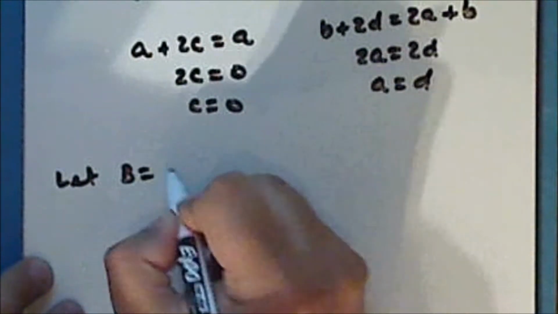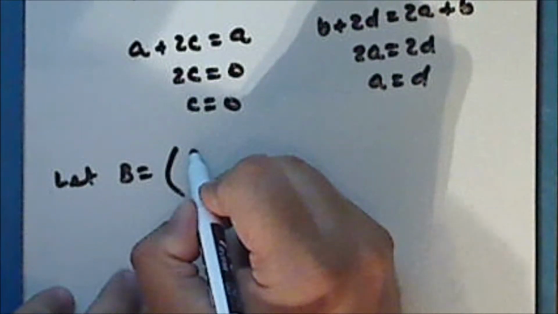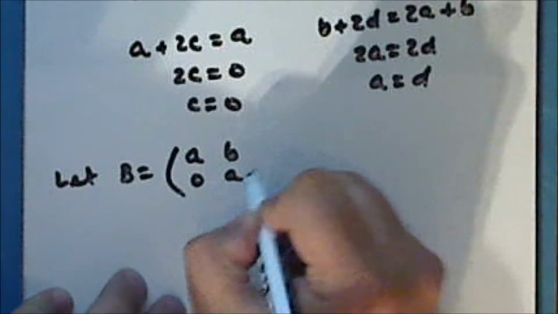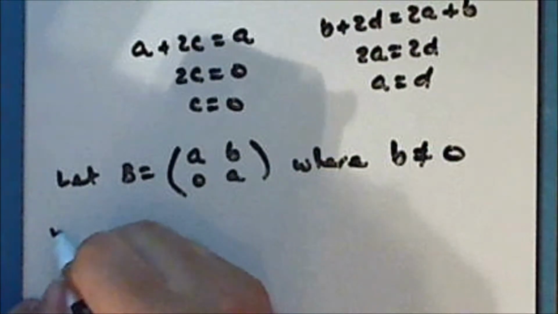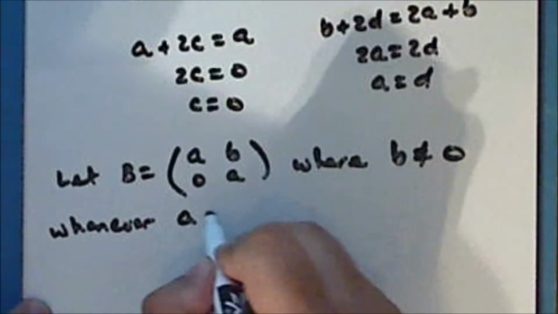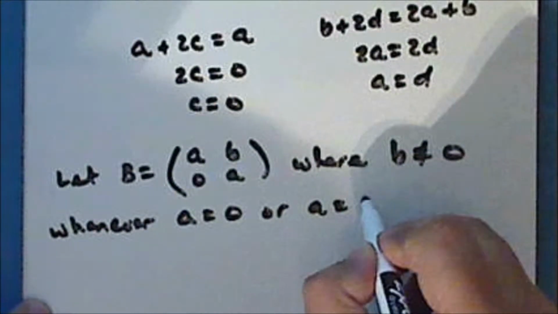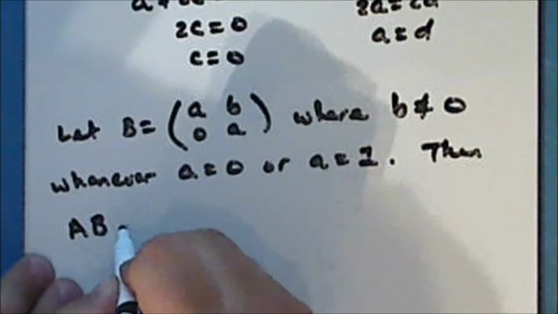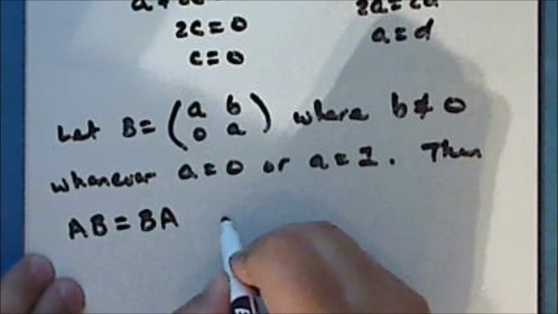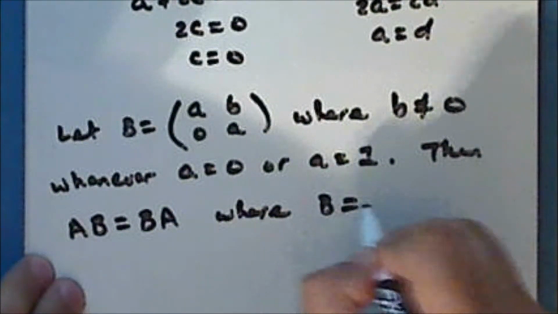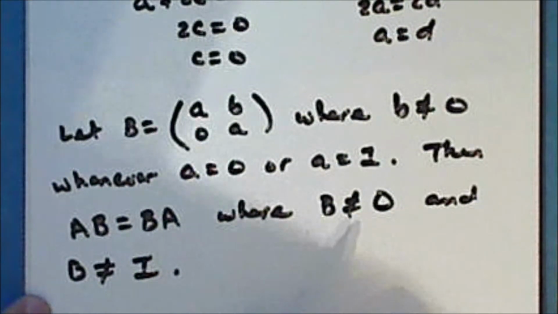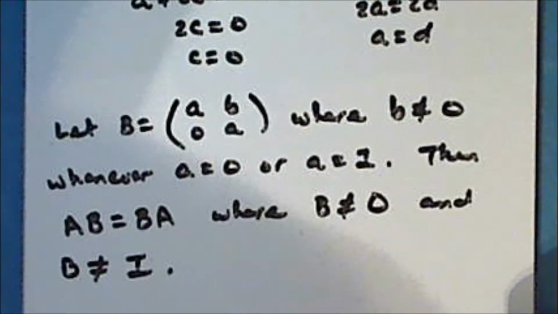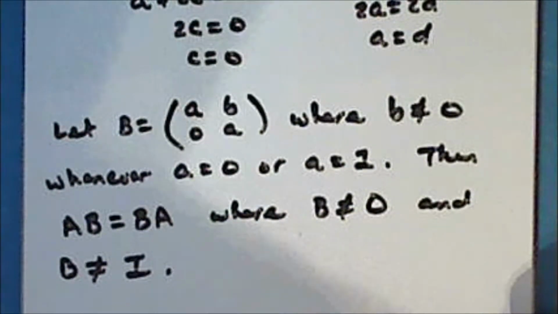So let B be the 2 by 2 matrix with columns a, 0, b, a, where the entry b is not equal to 0 whenever the entry a is 0 or the entry a is 1. Then A times the matrix B is equal to B times the matrix A, where the matrix B is not the 0 matrix and the matrix B is not the identity matrix. So there are infinitely many matrices B such that A times B is equal to B times A.